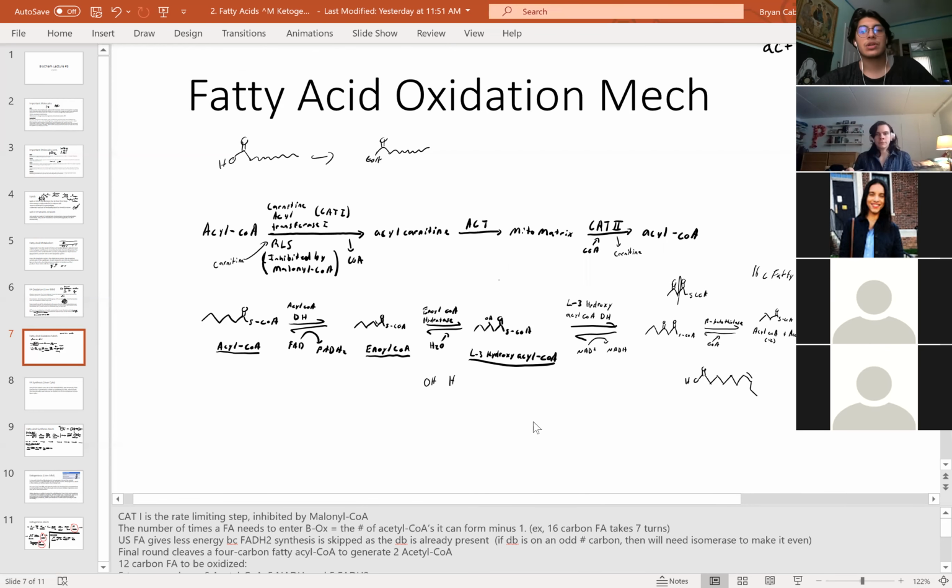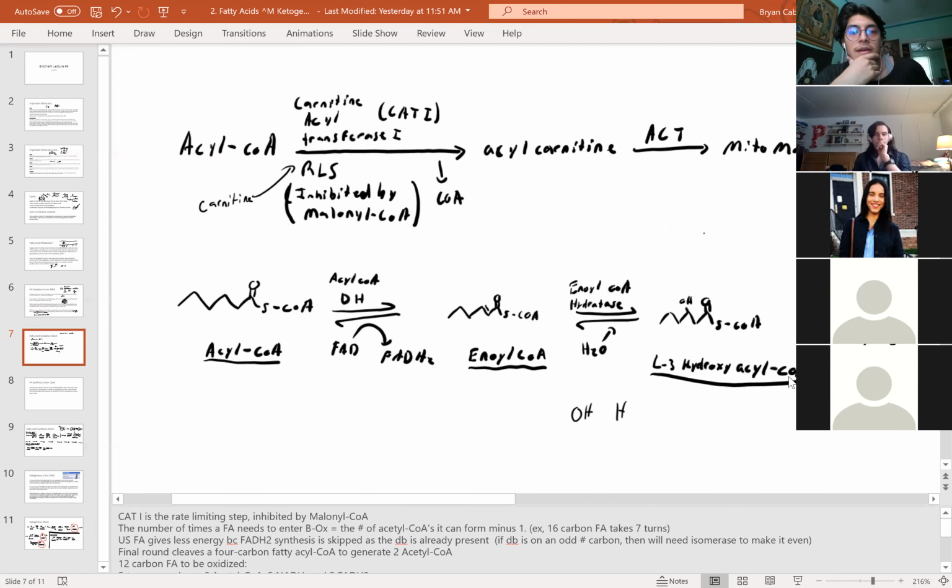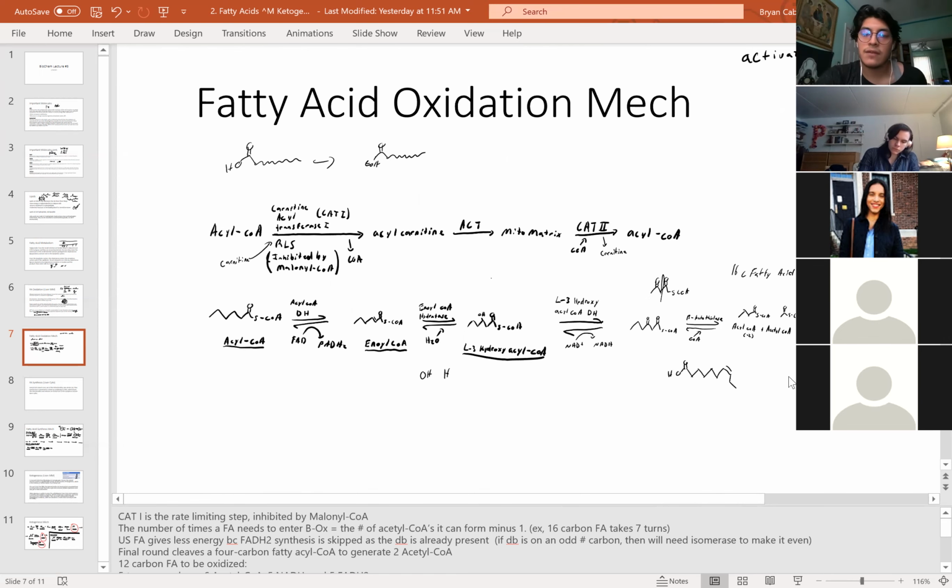Can anyone tell me which process is not going to happen if a double bond already exists? Which enzyme is not going to be used? Is it the DH, the dehydrogenase? Which one? The first one. Yes, the acyl-CoA dehydrogenase, which means if you have a double bond already present on your fatty acid, you're going to be producing less ATP per molecule because you're not going to be producing as many FADH2 as you would theoretically if you had a saturated fatty molecule. So that's one of the kind of random situations that you can have for your fatty acid.